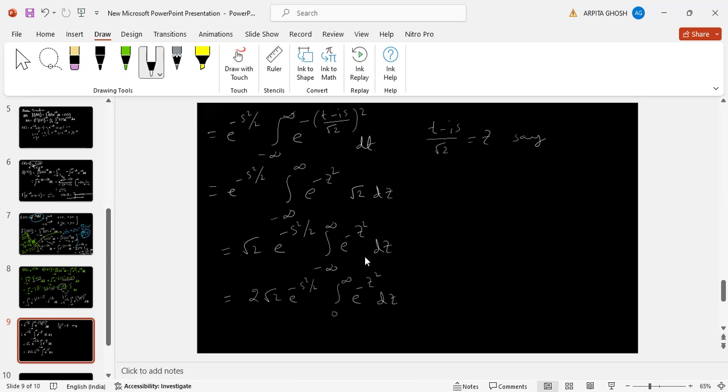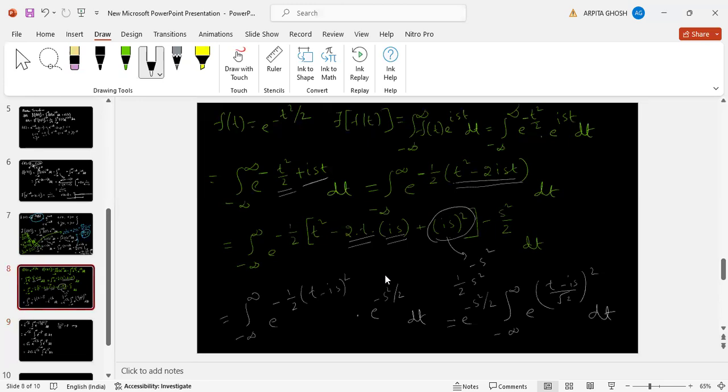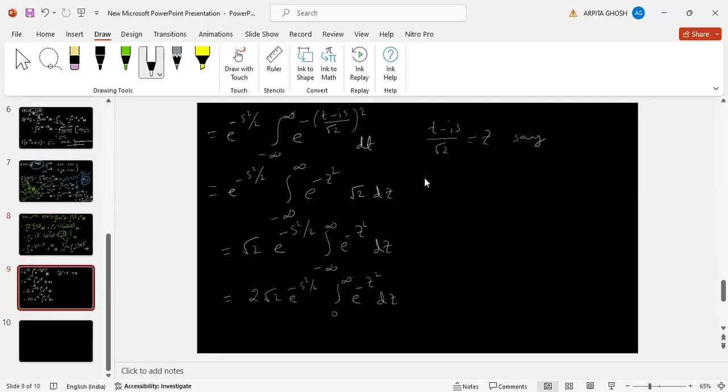E to the power minus z square from 0 to infinity, how to find out? Go back to second semester and tell me how to find the value of 0 to infinity e to the power minus z square dz. Okay, now how to find the value of e to the power minus z square, 0 to infinity, obviously. How to find the value of this?